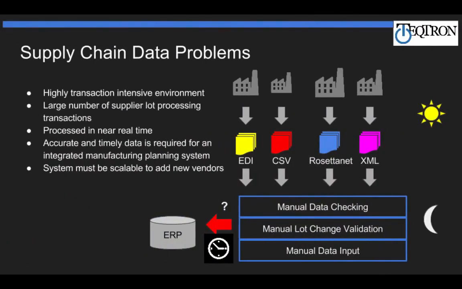One crucial problem facing fabless semiconductor supply chain management is a highly transaction-intensive environment with large numbers of supplier real-time lot processing transactions, where accurate and timely data is required to support an integrated manufacturing planning system. A manual data entry solution is hard-pressed to keep up with the number of transaction validations and entries, resulting in out-of-sync and low-quality data in ERP. A custom automated solution could have a high total cost of ownership to maintain and manage new vendor onboarding.